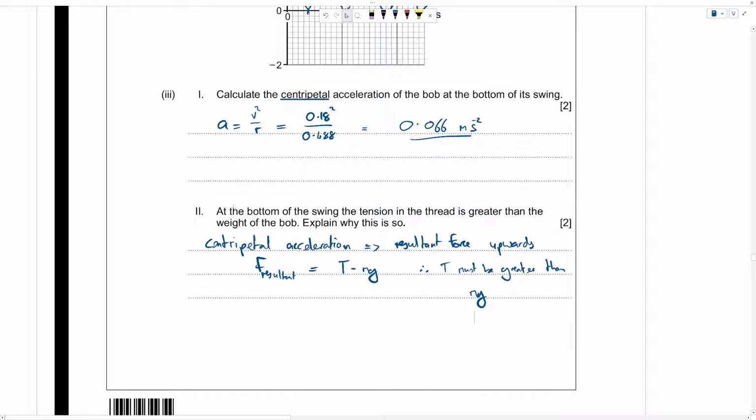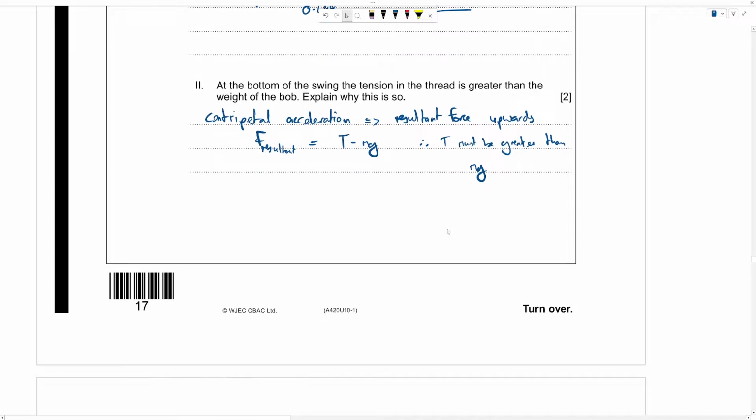So the clue was very much given in part one. The fact that there is this centripetal acceleration means that the forces can't be balanced. If T were equal to mg, those would be balanced forces and there couldn't possibly be a centripetal acceleration.